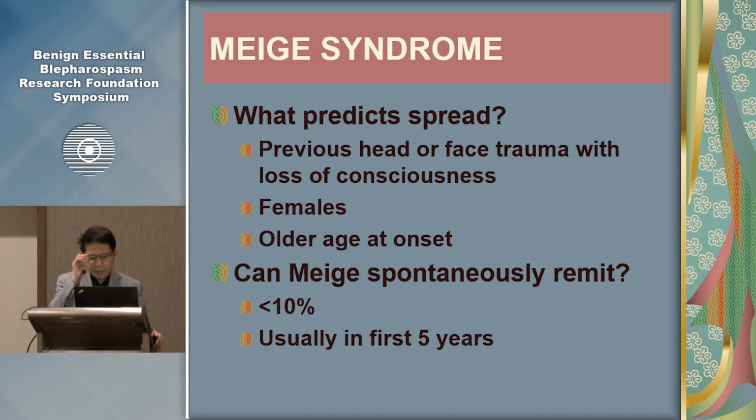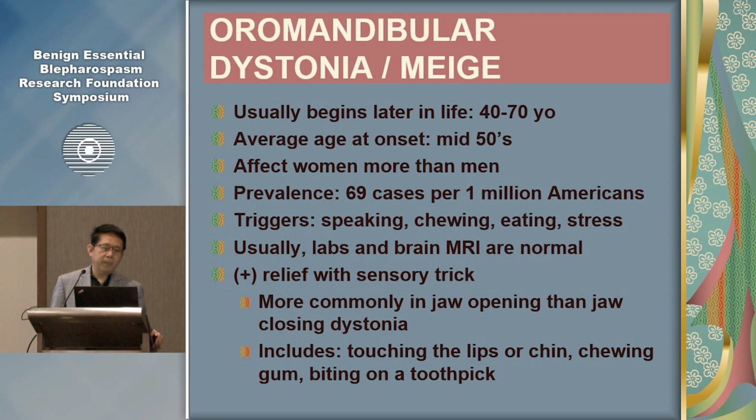Okay, so the usual age of onset is in the mid-50s, beginning in the 40s to 70s. It's very rare for us to see patients younger than this, except those with tardive syndromes. It's very rare to see this in the pediatric age group. It's been described, but extremely rare. Women more than men, the prevalence is 69 cases per 1 million Americans. Usual triggers would be talking, chewing, eating, and stress, the usual things, stress in particular, that worsen movement disorders to start with. And then most labs and scans that your doctor may ask for will be normal.